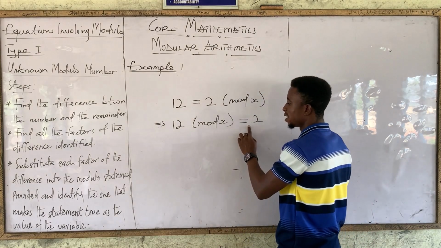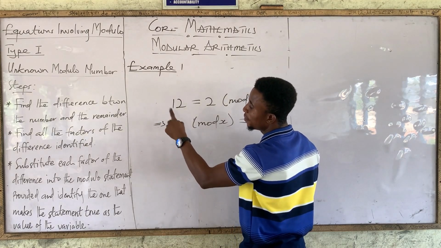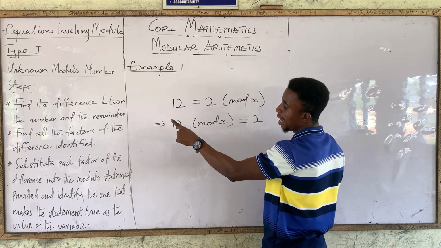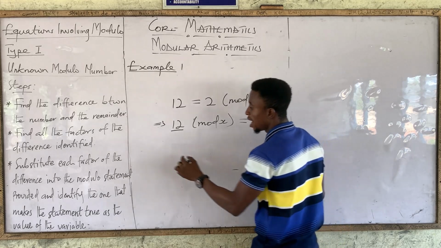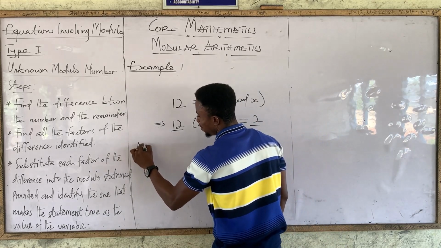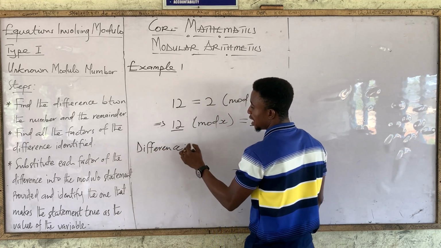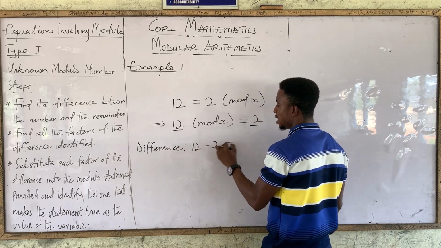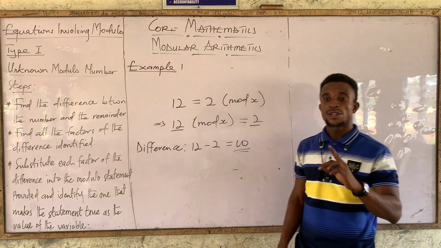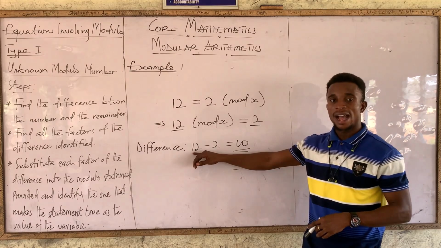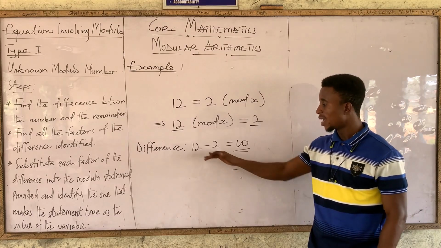Okay, so I have this. And what are they saying from the first step? The first step is saying we have to find the difference between the number and the remainder. So the difference between this number and this remainder. I can write the difference: that is 12 minus 2, and it is getting me 10. So this is the difference. Are we okay? That is the first step. So this is the number, this is the remainder. Are we okay? So that is that.